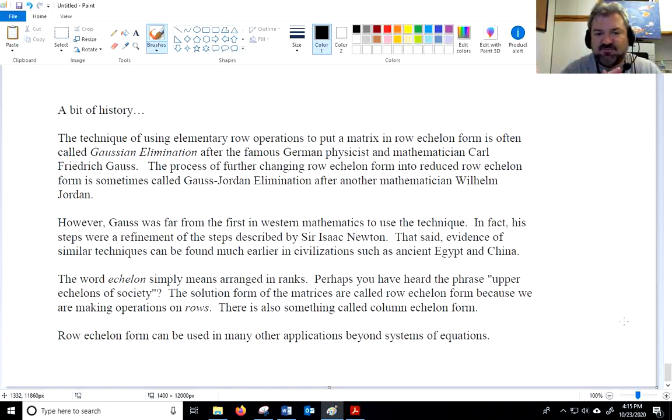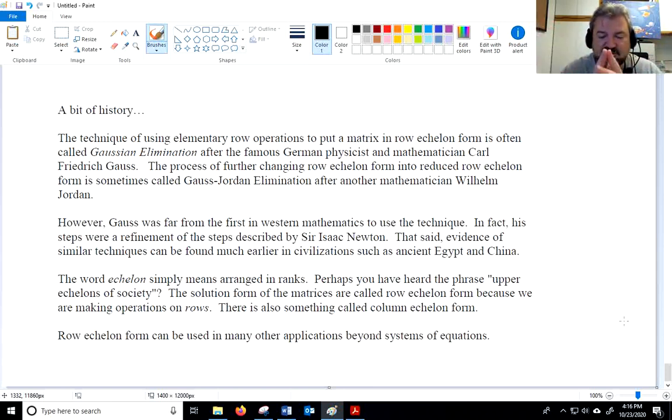In fact, the steps were a refinement of the steps described by Sir Isaac Newton in his physics book Principia Mathematica, who also invented calculus. So he needed these techniques to solve those problems. That's pretty much where we think Gauss gets his ideas from, because that book is one of the most widely read works in science and math history. But that being said, we can't start calling it Newtonian elimination, because evidence of a similar technique can be found much earlier in Egypt and China. And Egypt is definitely part of our Western mathematics tradition because of the Greek mathematicians that were held there.